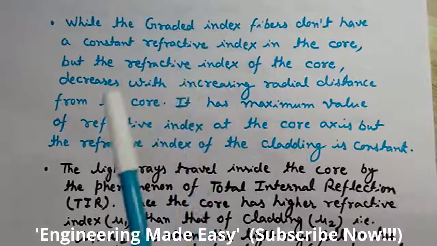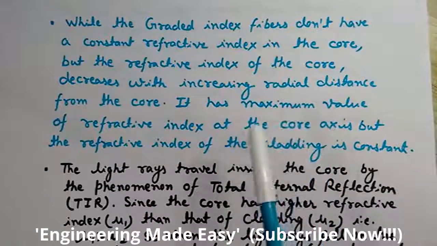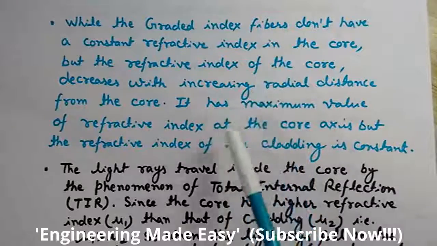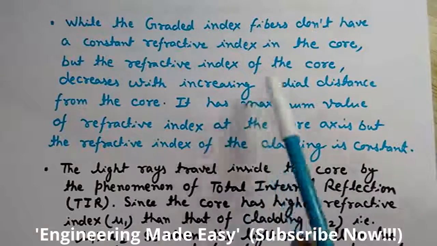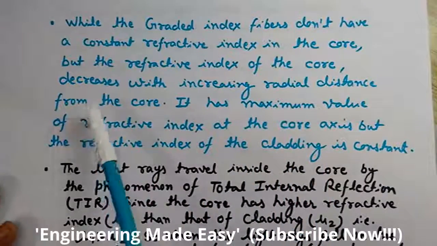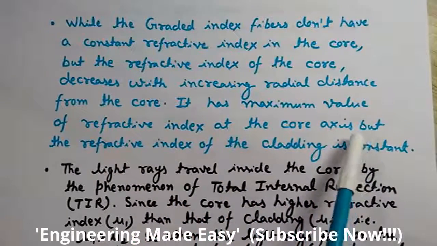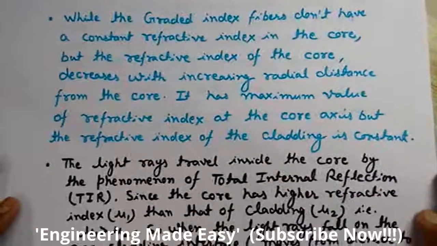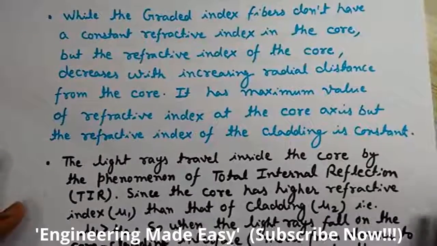As we move away from the axis of the core, it keeps decreasing. As we move radially outward towards the cladding outer surface, it slowly goes down. The refractive index decreases. It has maximum value of the refractive index at the core axis, obviously, but the refractive index of the cladding is constant. The cladding refractive index does not vary, it is constant.